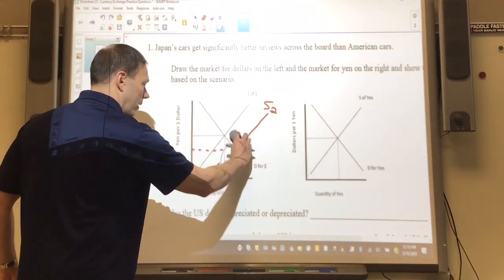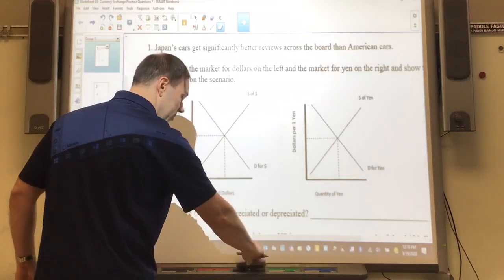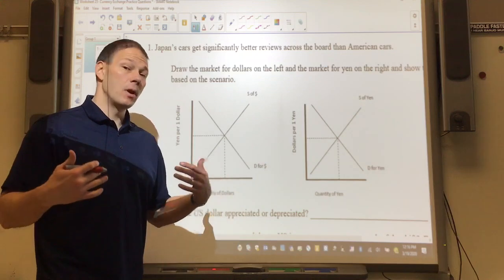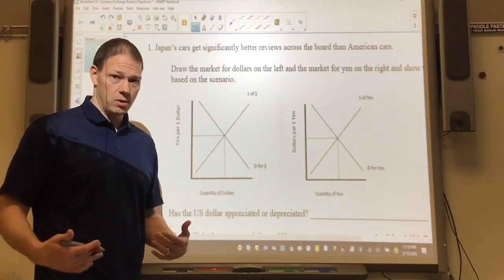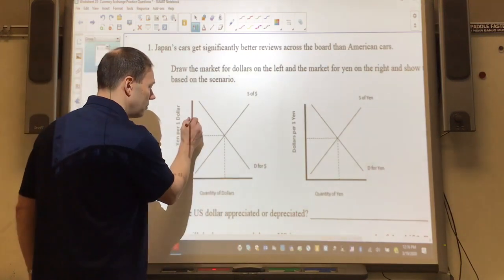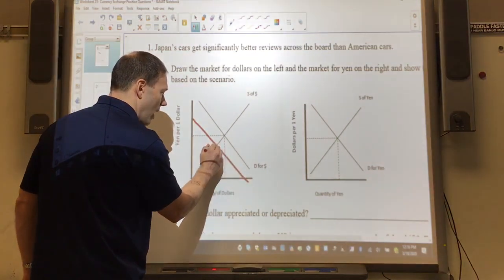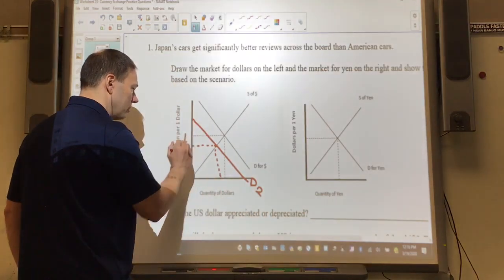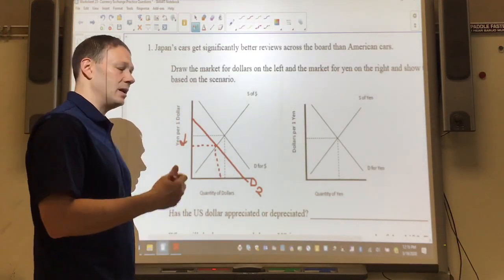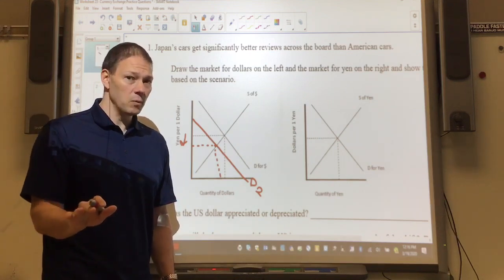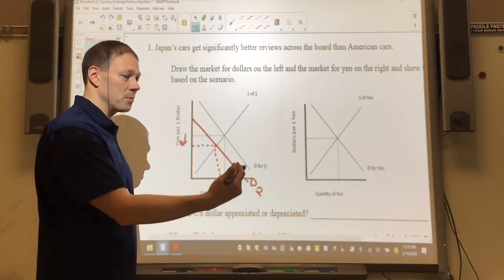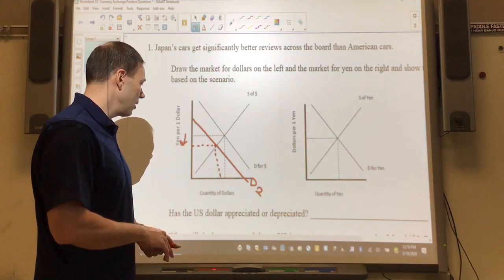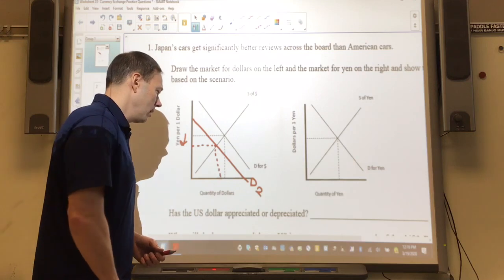Or you could look at it this way. If Japan's cars are better than our cars, they're probably not buying our cars. If they're not buying our cars, they don't need our dollars, and so that's going to decrease the demand for the dollar. Now, either way you look at that, you're going to see that the same thing is going to happen. It now takes fewer yen to get $1. So again, whichever you're more comfortable with. If it makes more sense to think about it from the supply perspective, that we're supplying more dollars to the world, or if it makes more sense to think about it from the demand perspective.